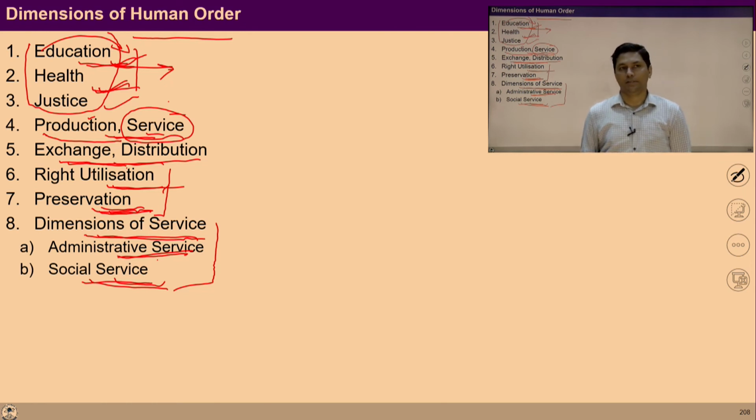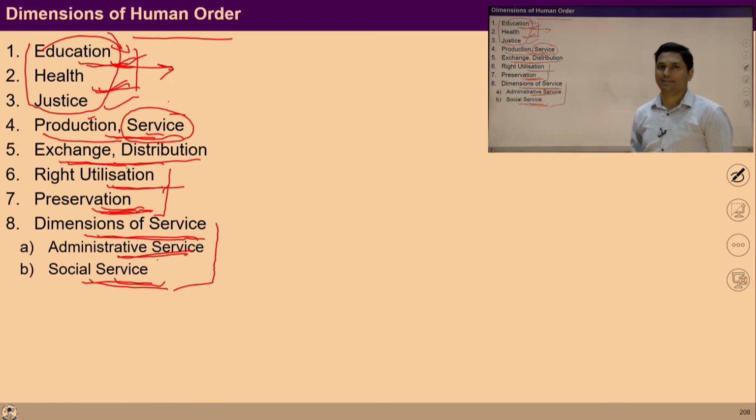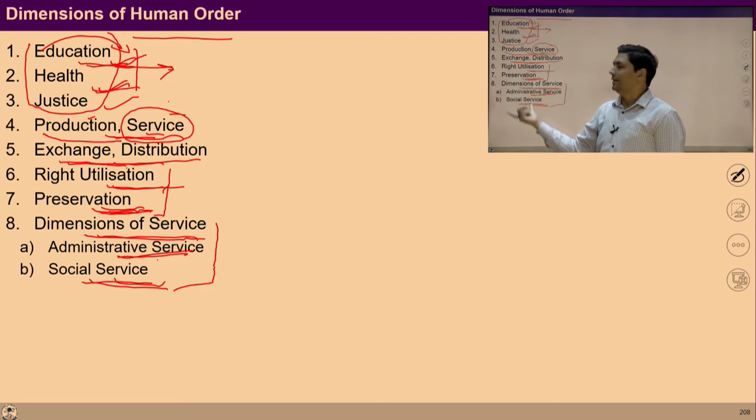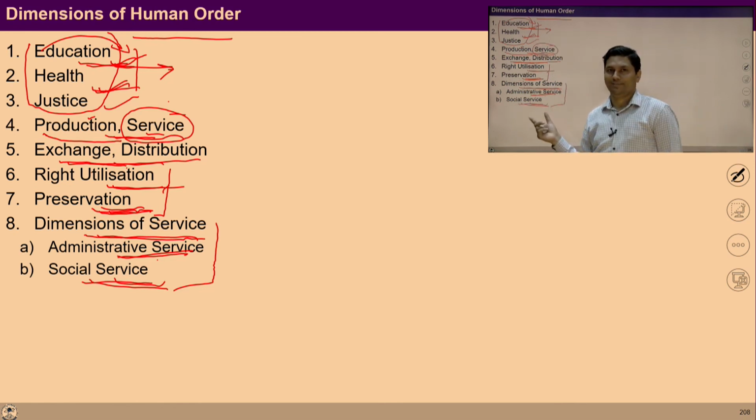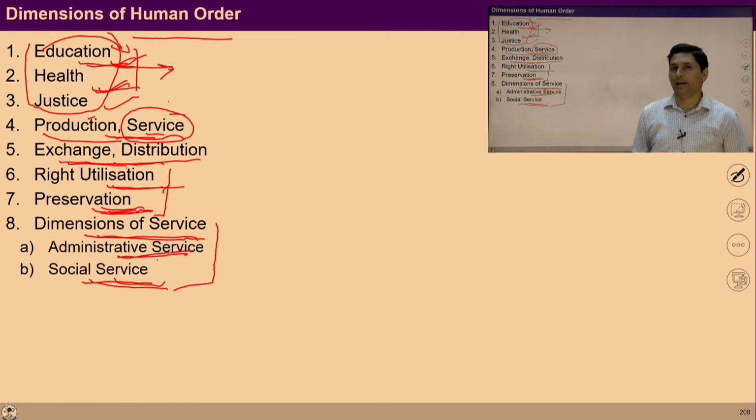To enable these dimensions to function without failure, the dimension of service at the level of system is required. This dimension of service works at 2 levels. Number 1, being used by the system, that is administrative service. Number 2, being provided by the society through relationship, that is social service. All these 8 dimensions are interconnected and interrelated, and none of the 8 dimensions we can ignore. We have to ensure all these dimensions for ensuring a fulfilling life. If we work on these 8 dimensions, then a system for a fulfilling life can be ensured.